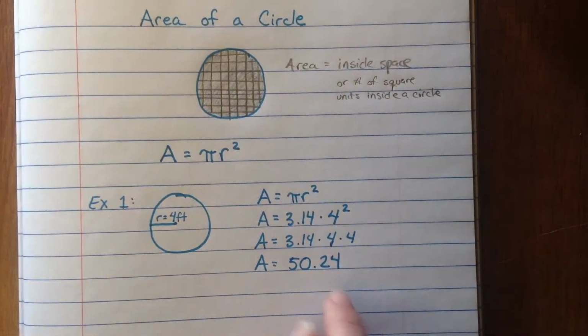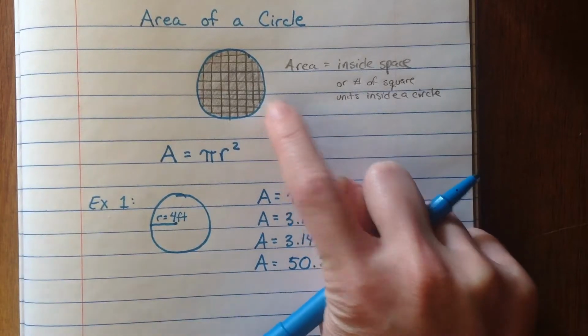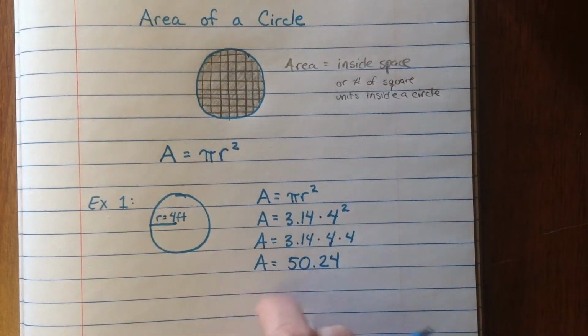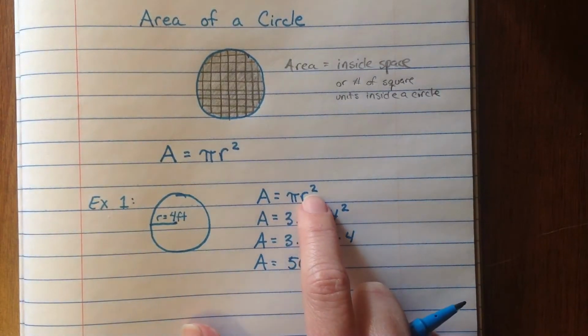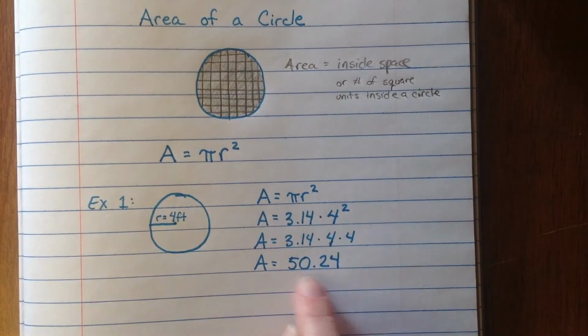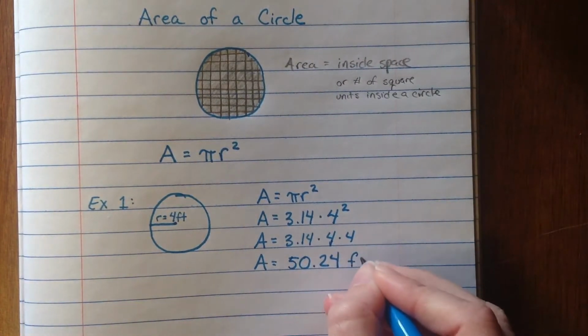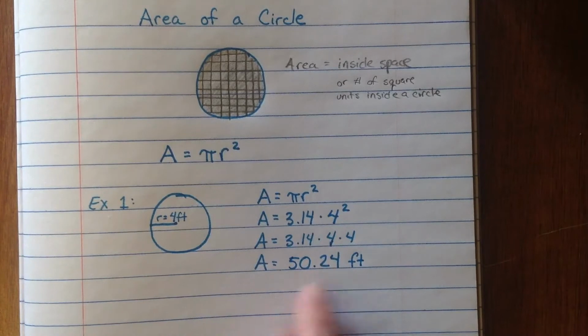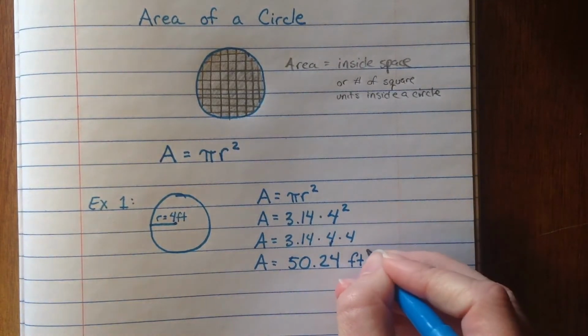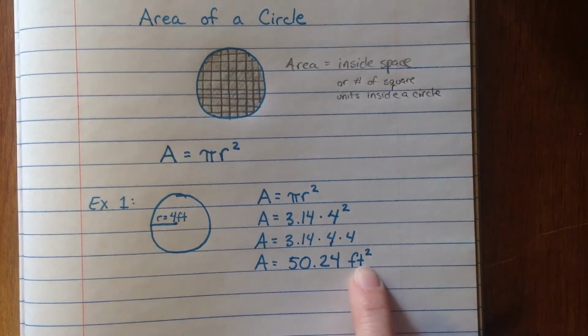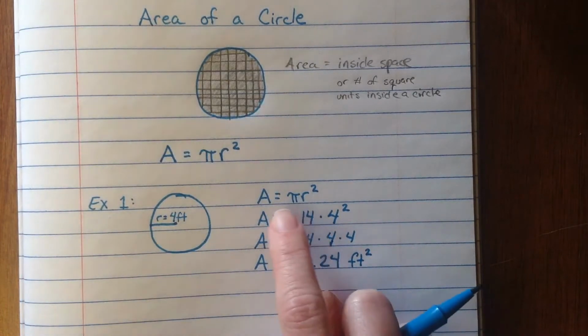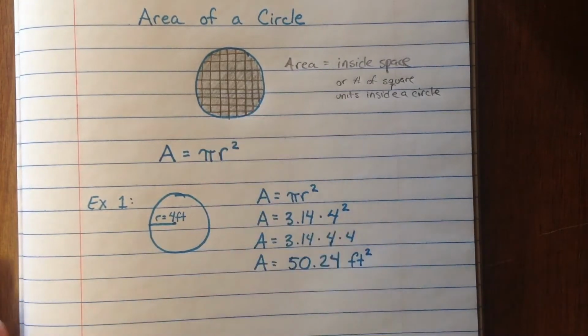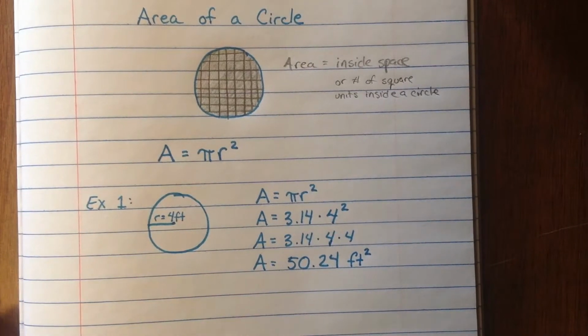Now, because area is the number of square units that fit inside here, area is always going to be squared. So remember when we did circumference, we would always write our unit feet out here on the end. Because this is area, we're actually going to call this feet squared. And so the unit is always going to have a square next to it, only because we're talking about area. It's the number of squares that it takes.